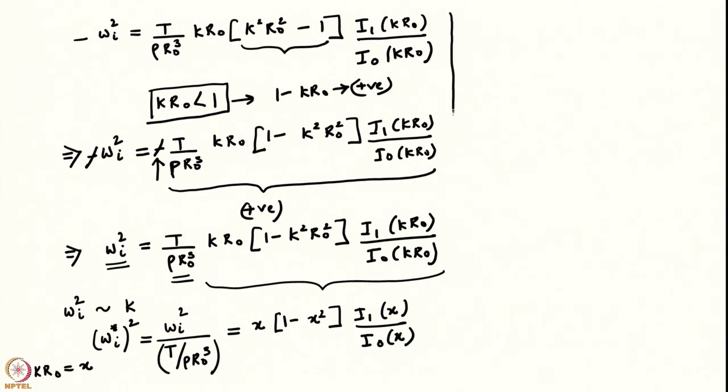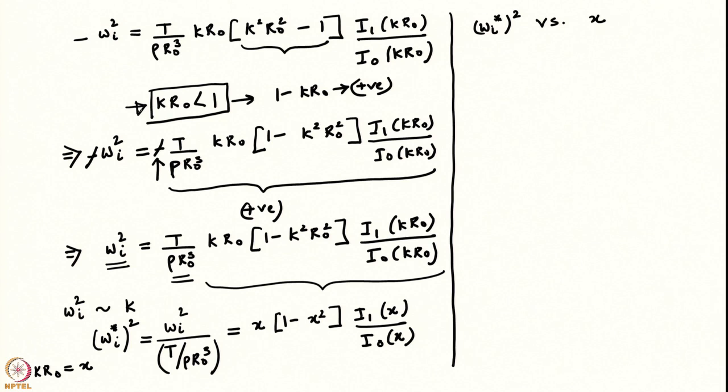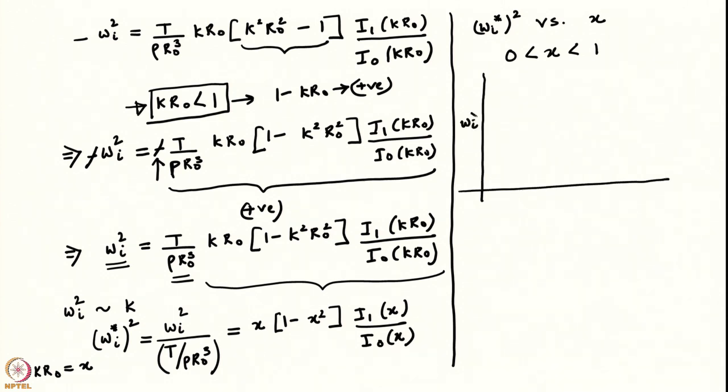So I am going to plot now omega I star square as a function of kr0, or rather x. So omega I star square versus x. This will tell us the growth rates of various modes which are present in the system. Obviously, I am interested in this limit because I have said that we are looking at modes which grow. So kr0 has to be less than 1. So I am interested in the possibility that x is less than 1, so we are interested in this range where x is between 0 and 1. So let us plot omega I star square as a function of x.